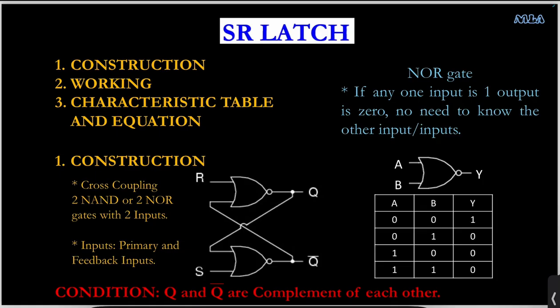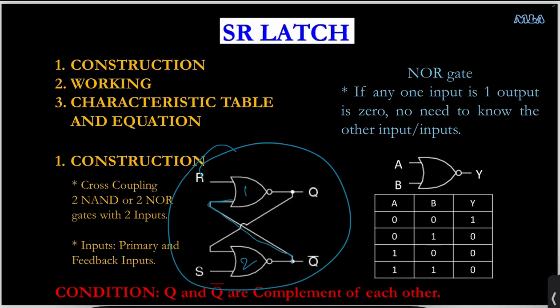An SR Latch can be constructed by cross-coupling two NAND or two NOR gates with the two inputs. So here in this picture, you can see the two NOR gates, gate number 1 and 2, cross-coupled to construct an SR latch. The meaning of cross-coupling is that the output of one gate is fed as an input to the other. Here you can see the output of gate 2, that's Q bar, is being fed as an input to gate number 1. At the same time, the output of gate number 1, that is Q, is being fed as an input to gate number 2. This way of connecting the output as an input is called cross-coupling.